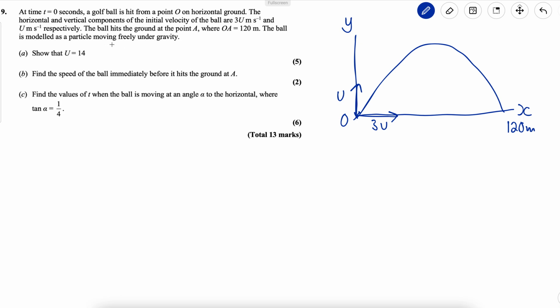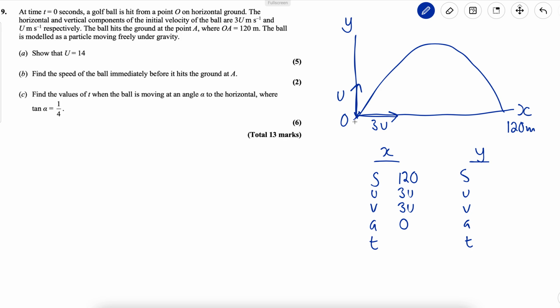The ball is modelled as a particle moving freely under gravity. Show that u equals 14. It would be handy to have some CVAP conditions listed out here. In the x direction, I know it's travelled 120 meters. Its initial velocity was 3u, and its final velocity, as there's no acceleration under gravity in the horizontal direction, will remain as 3u, so it's constant velocity. There's no acceleration.